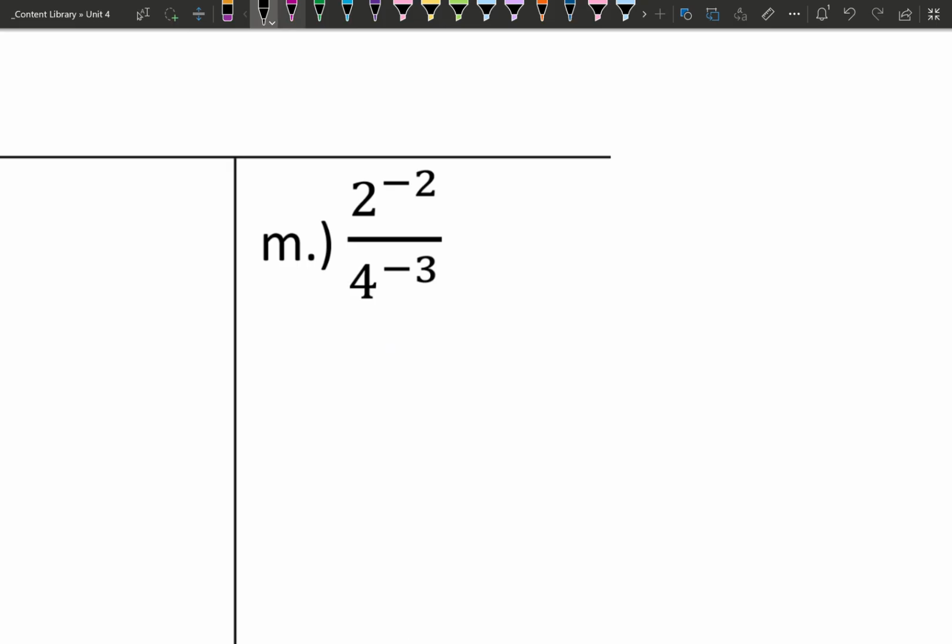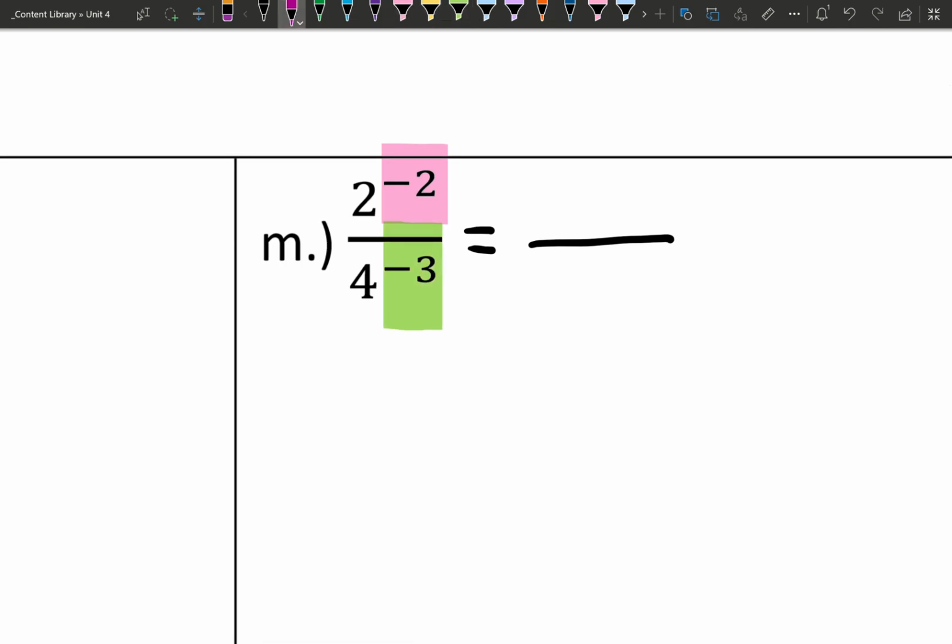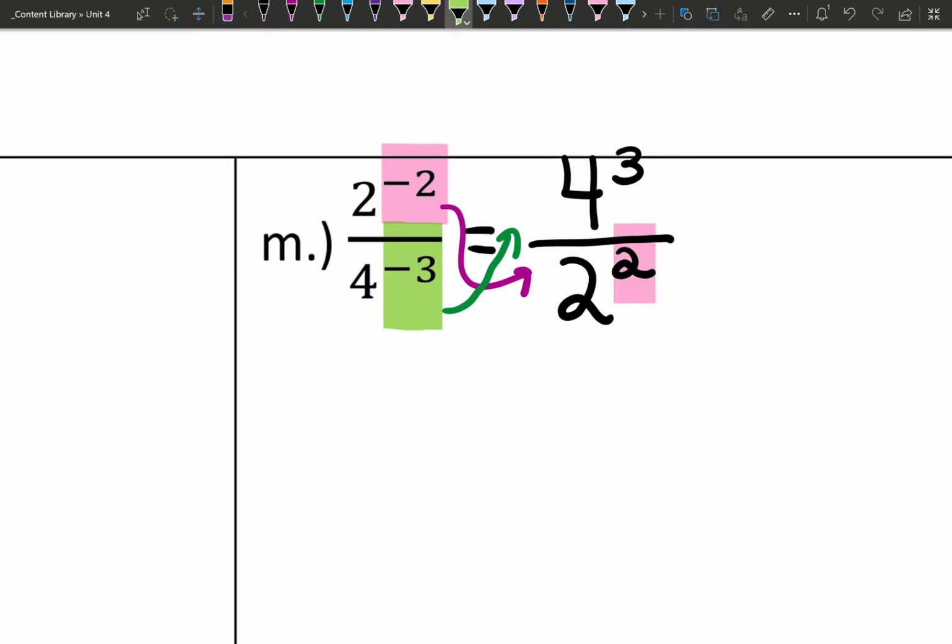All right, letter M. Letter M is fun because it has a negative exponent on top and it has a negative exponent on the bottom. Well, that means I'm going to take the top and rewrite it on the bottom with a positive exponent. And then I'm going to take the bottom and write it on top with a positive exponent. Fantastic.